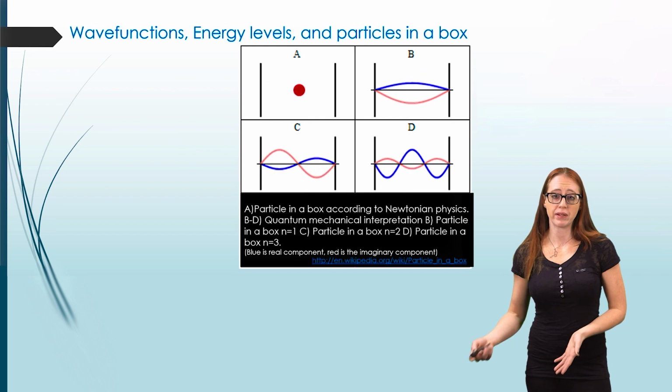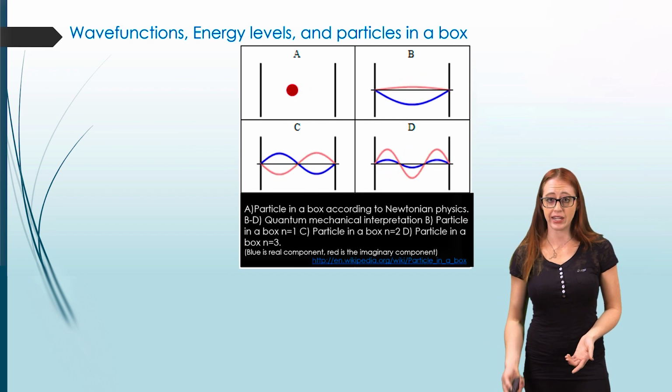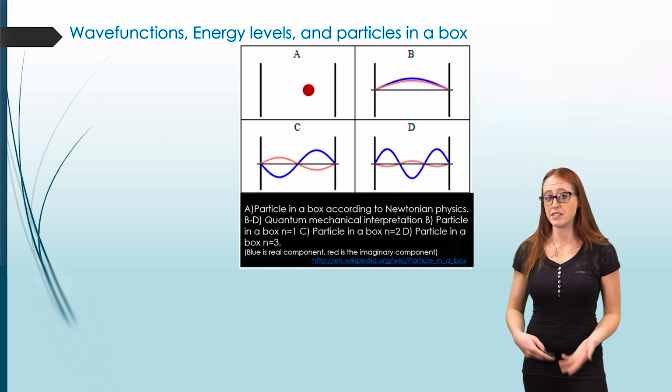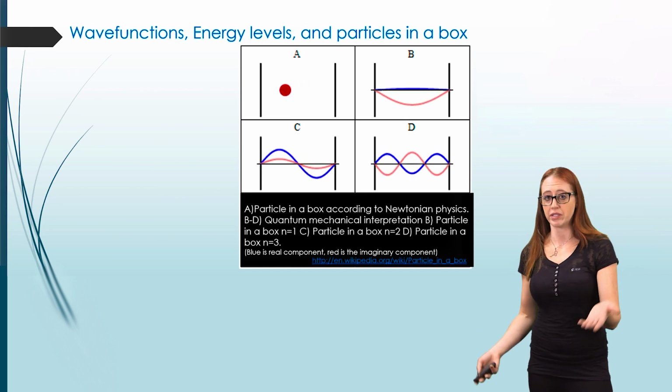Now, note that the more wavelengths that you get within the length of the box, the higher the energy of the particle. So B is of a much lower energy than C, which is of a much lower energy than D.